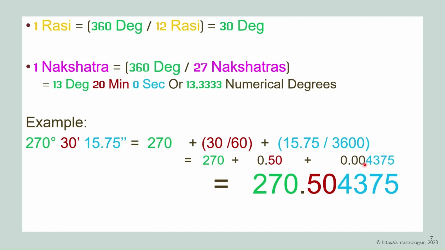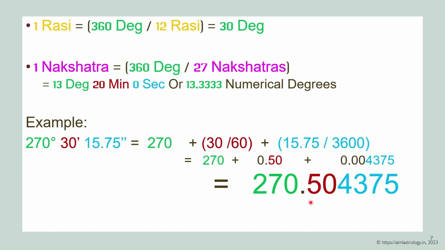When we add all of them up, we get 270.504375, which is the numerical degree equivalent for 270 degrees, 30 minutes, 15.75 seconds. This is how a degree-minute-second number system is converted into a numerical degree. In all the calculations that we are going to use further, we will be primarily using the numerical degrees.